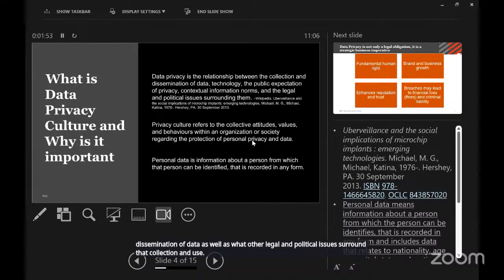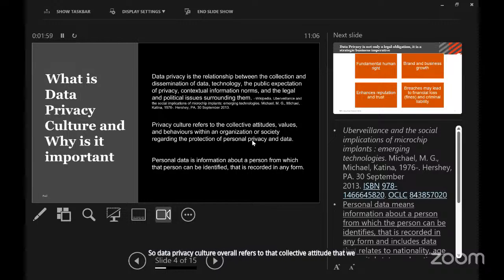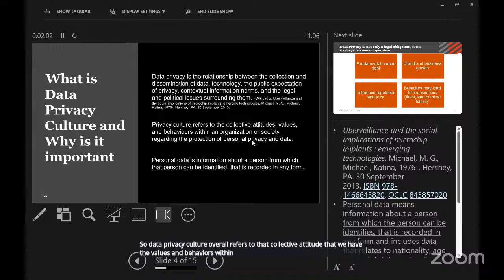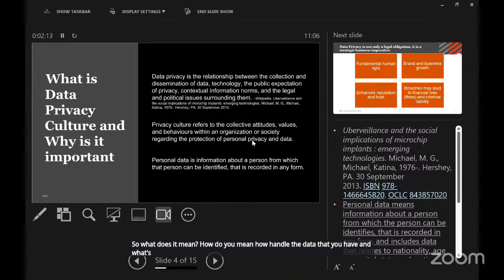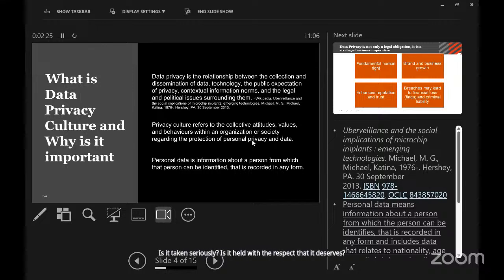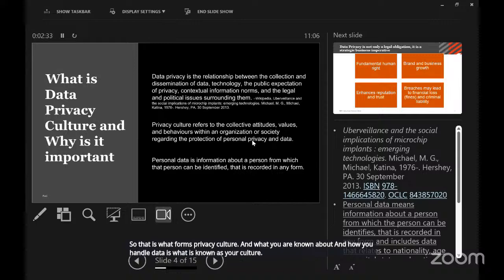So data privacy culture overall refers to that collective attitude that we have, the values and behaviors within an organization or society regarding the protection of personal privacy and also data. So what does it mean? How do you handle the data that you have, and what's your perception? What are the emotions, attitudes that your organization has concerning the data that you hold? Is it taken seriously? Is it held with the respect that it deserves? So that is what forms privacy culture, and what you are known about and how you handle data is what is known as your culture. So it could be good or it could be bad.